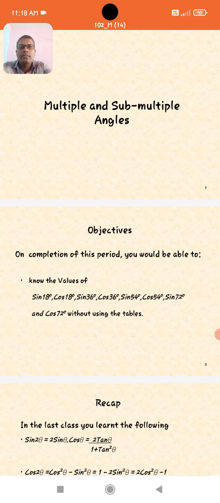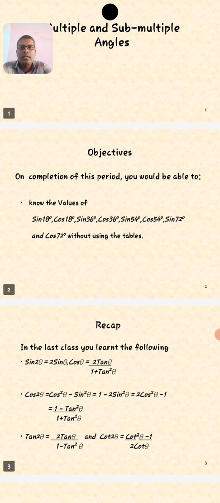Now today's class is the continuation of the multiple and submultiple angle problems. Okay, now we see the objectives. On completion of this period you would be able to know the values of sin 18 degrees, cos 18 degrees, sin 36 degrees, cos 36 degrees, sin 54 degrees and cos 54 degrees, sin 72 degrees and cos 72 degrees without using the tables.